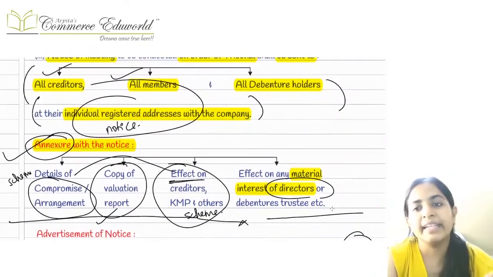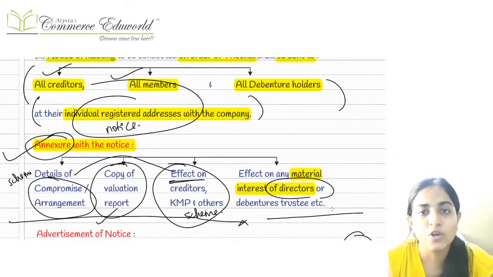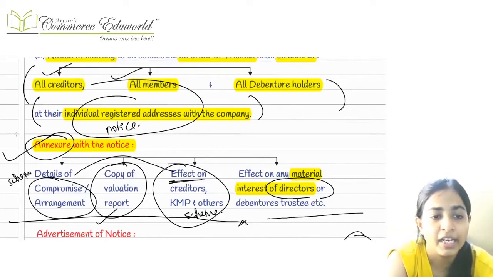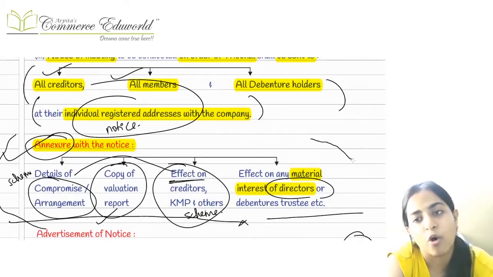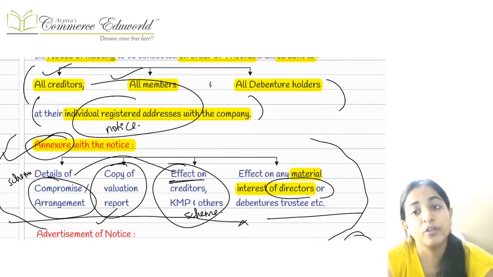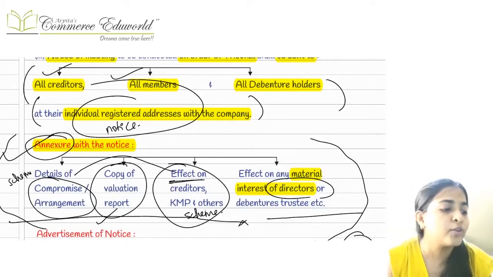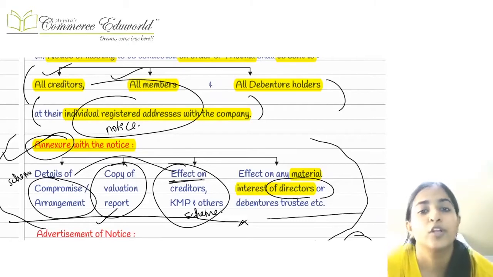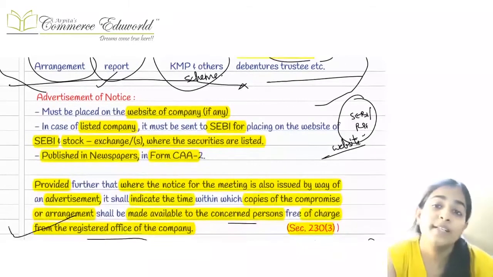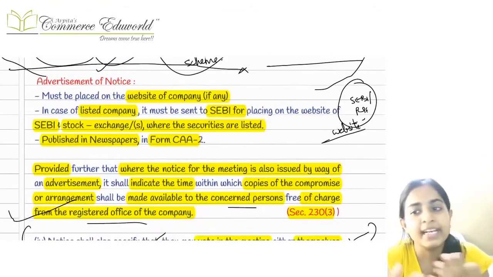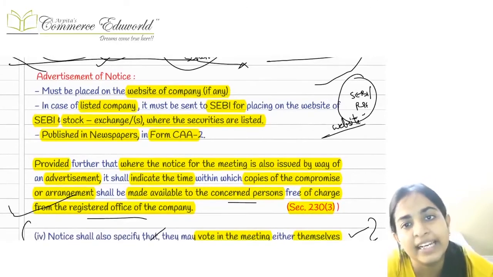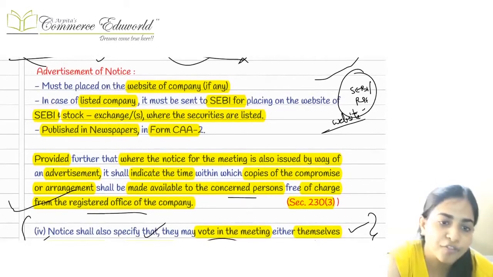Whenever you are sending this notice to their individual addresses, you have to give some annexures also. The list is given here, you can just refer to it. For example, you have to give the details about the scheme, the copy of the valuer's report, and what is going to be the effect of this particular compromise or arrangement. You have to give it along with the notice. But when the notice is advertised on a website, obviously it is not possible to give the annexures along. So you can give a facility that you can collect these annexures from the registered office of the company.